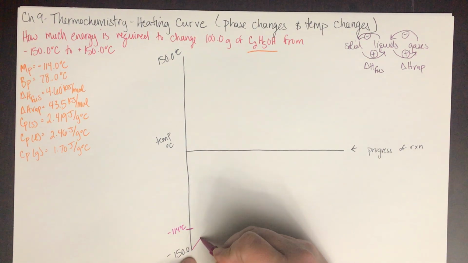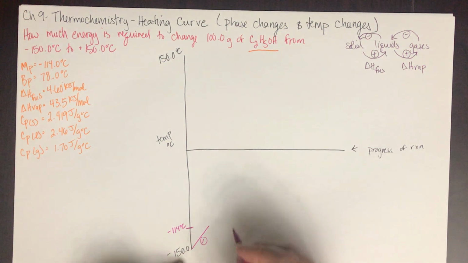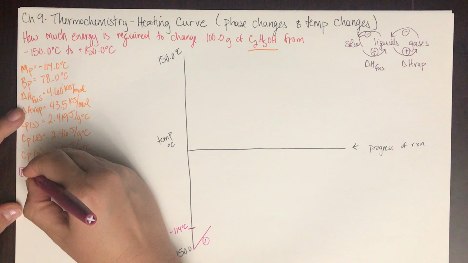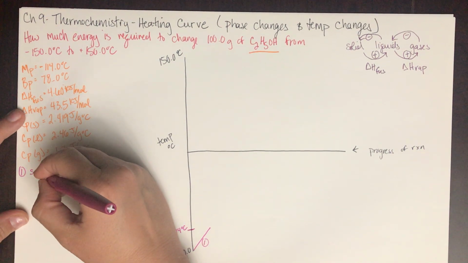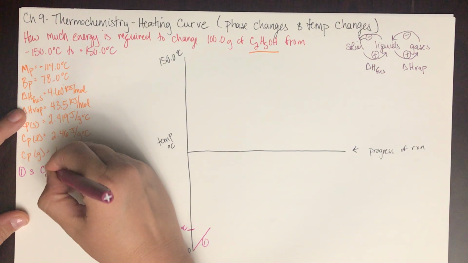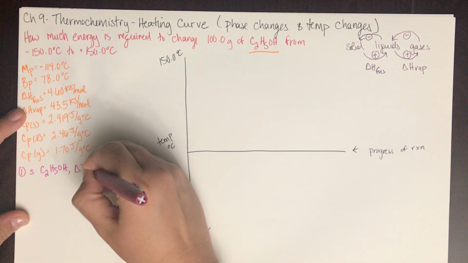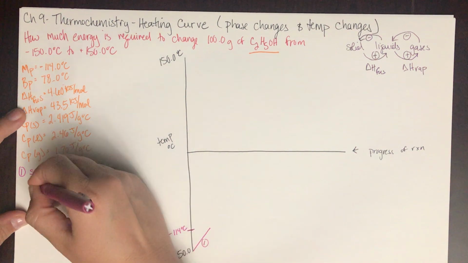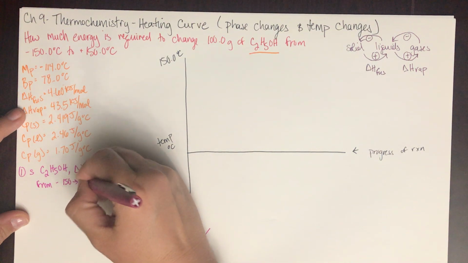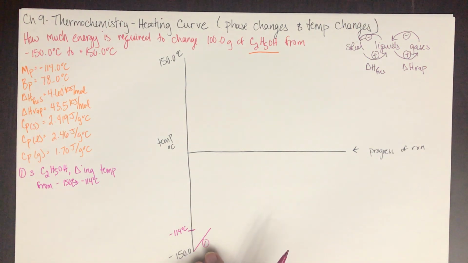So from here to here, I'm going to call this step 1. What's happening at step 1, I'm going to write it over here, is we have solid ethanol, C2H5OH, and we are changing the temperature from negative 150 to negative 114 degrees Celsius. So that's what's happening in step 1.